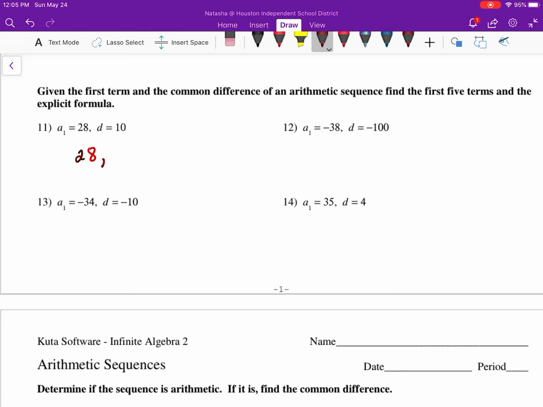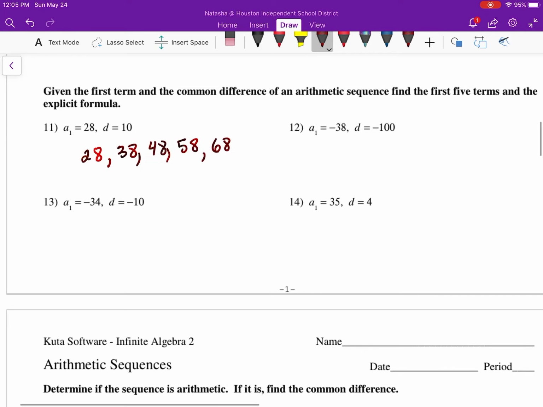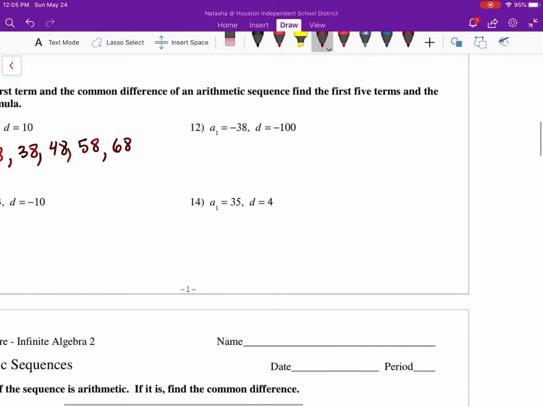I'm going to write my first term, which is 28, and I'm going to add 10 to that 28, which is going to become 38. Then I'm going to add 10 to 38, and that's going to give me 48. I'm going to add 10 to that, and that's going to give me 58. And I'm going to add 10 to that. We've got 1, 2, 3, 4. We got one more, so 68. So these are the first 5 terms.